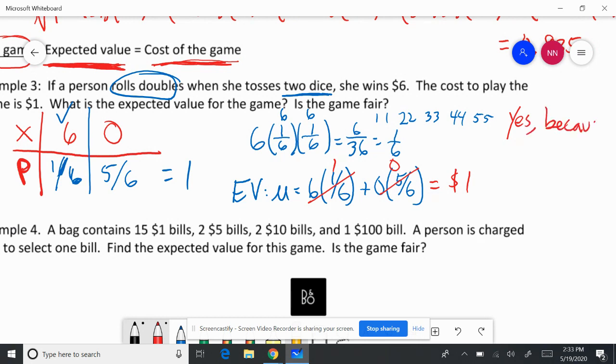because the expected value is equal to the cost of the game.